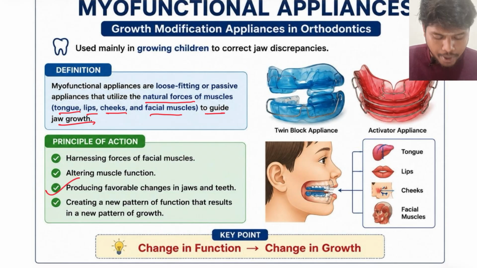Next is creating a new pattern of function that results in a new pattern. So we have to create a new pattern. Previously there might have been a different pattern of the muscles working. Now we have to create a new one, according to which the myofunctional appliance will work and the jaw discrepancies will be corrected. Okay.